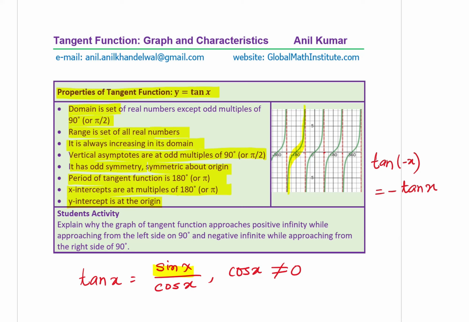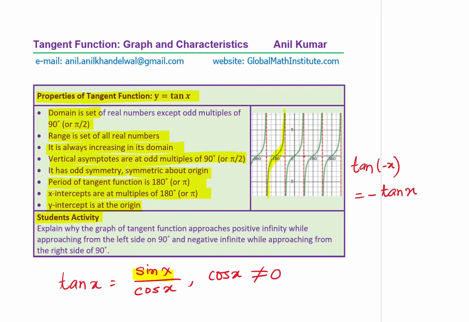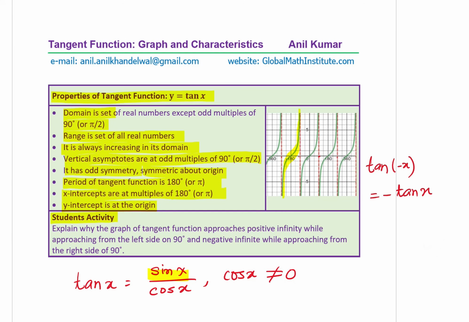Perfect. Now, here is students' activity. You need to explain why the graph of tangent function approaches positive infinity while approaching from left side of 90 degrees and negative infinity while approaching from the right side of 90 degrees, right? So what we're trying to say here is, if you look at the graph of tangent function, you can clearly see that while approaching 90 degrees from the left side, it approaches positive infinity, and on the right side, it approaches negative infinity. What is the reason for that? Okay, so that is your exercise.